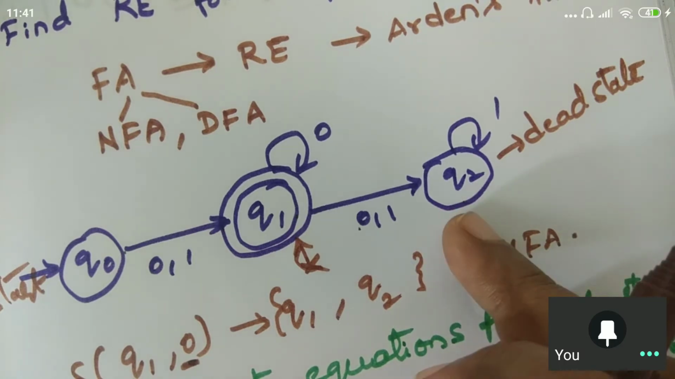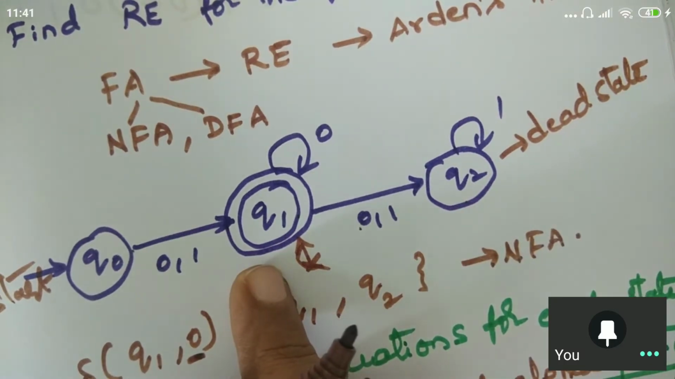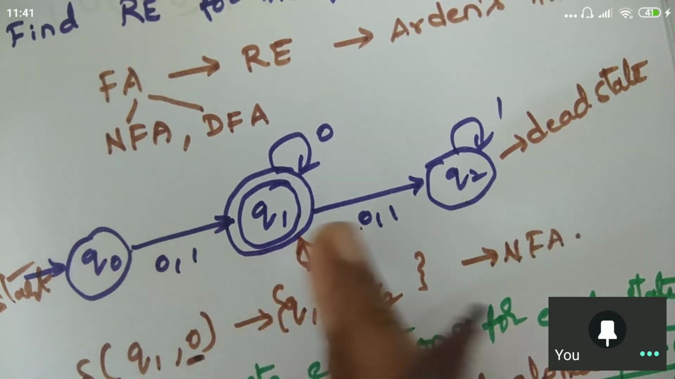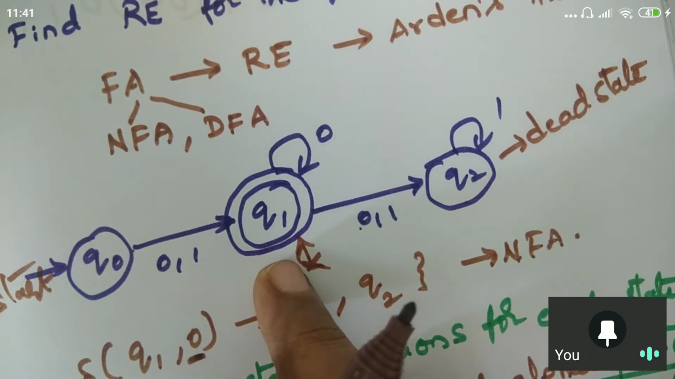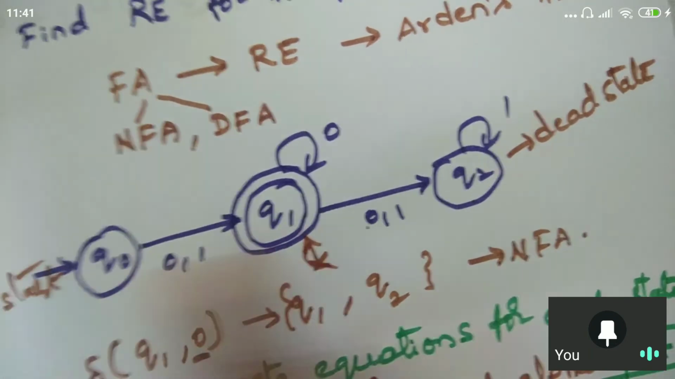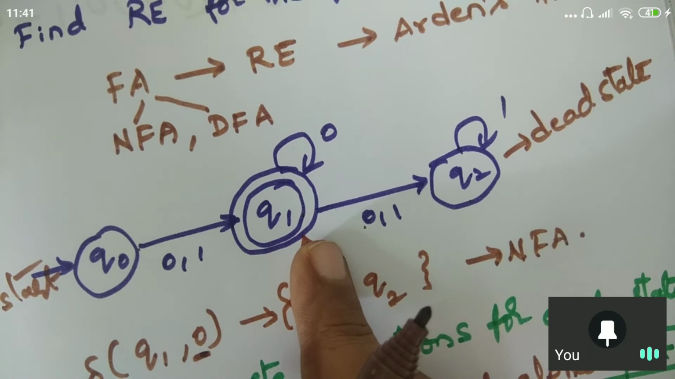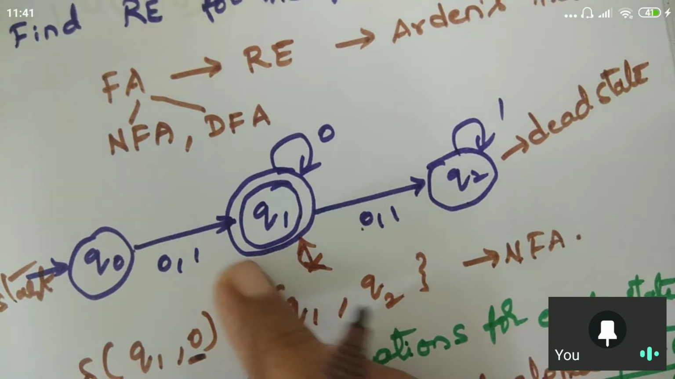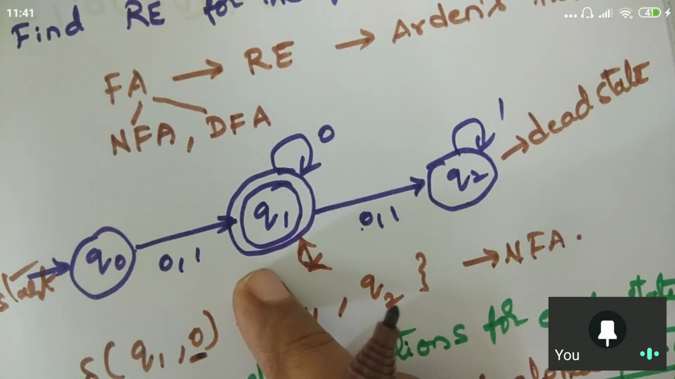Have you got this point? Here q1 is my final state. So whenever we are working with string acceptance, we will be checking up to the final state only. So we will start with the start state, we will end up with the final state. So if I solve for this final state, if I could find the regular expression value for this final state, that is my final regular expression.